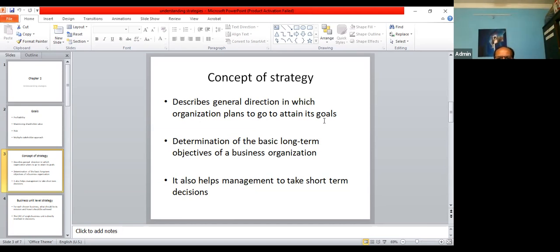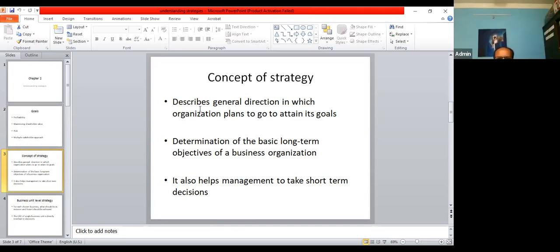Just now we discussed the goals. Can you tell me what are the goals we discussed just now? Profitability. Yes. And what is the other? Then maximization of shareholders' value, risk, and multiple stakeholder approach. These goals we have discussed. Do you remember? Hello. Yes, sir.